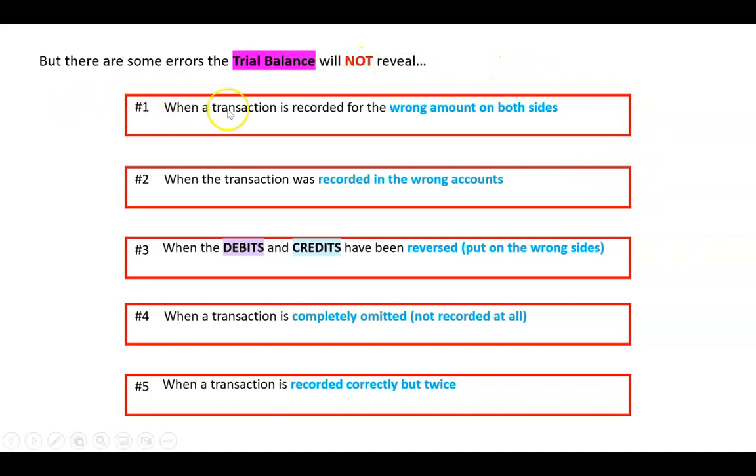So the main point of this video is to go that a trial balance is really good. It will show some errors that we looked at just a second ago, but there are some errors it won't reveal. So when any of these 5 things happen, we kind of need to go back and scrutinize everything sort of line by line and just make sure that these errors aren't present.